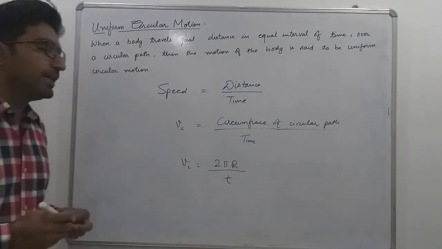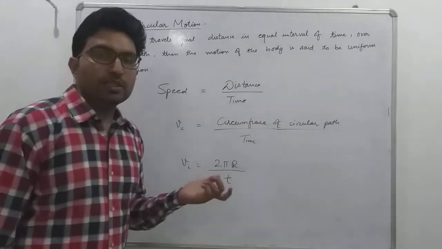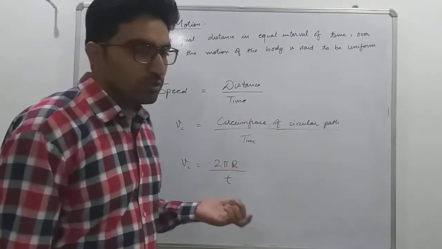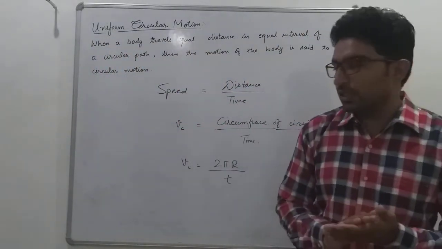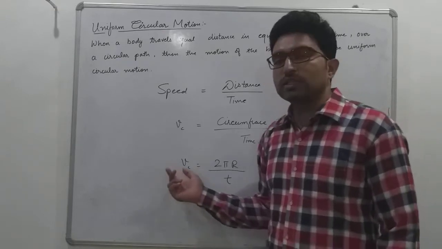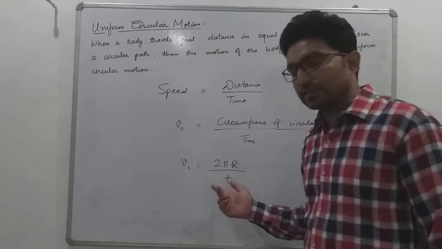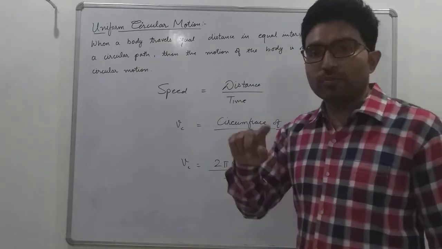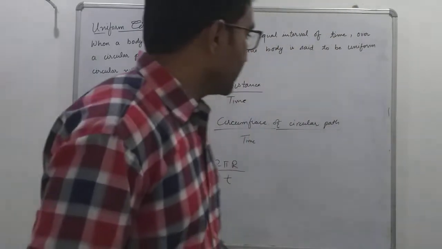So if we have to find the speed of a body which is in uniform circular motion, or we can say it is moving on a circular boundary, then the formula for the speed of the body will be equal to 2 pi times radius divided by the time taken to complete one revolution. Okay, let's take some examples.